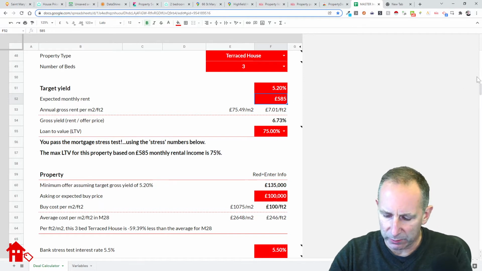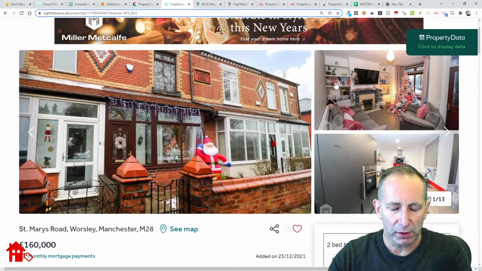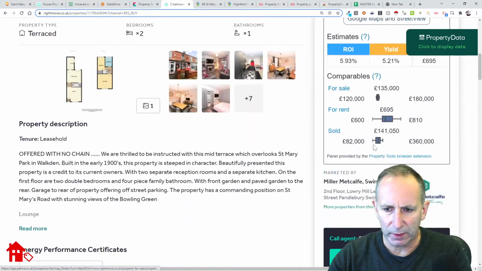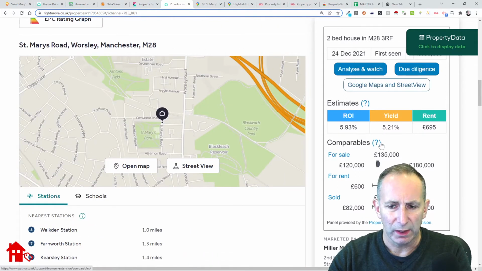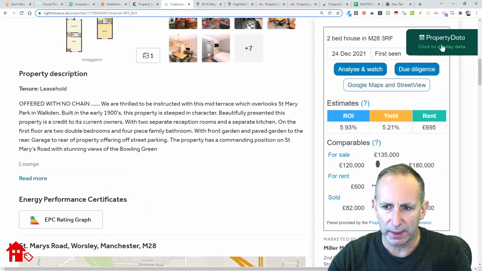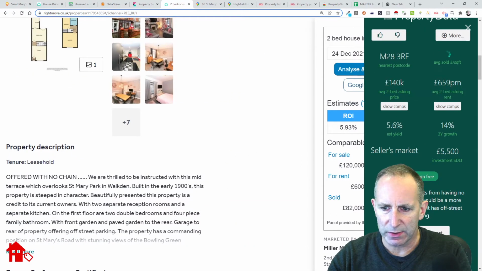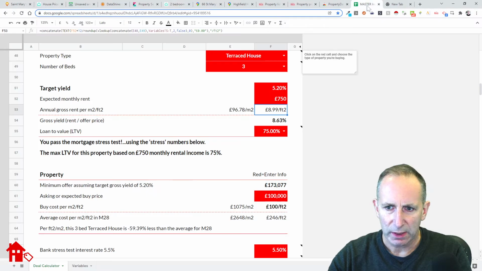Now, what's the expected monthly rent? I think it was 750. Let's just go back to the listing here. For our own system, I built our own rental assessment algorithm, which is quite complex, but it works really well and it's quite granular. We use that for outline yield assessment. But for the purposes of this, that says 695, and then these guys are saying 659. I'm just going to go for 700 on my calculations.